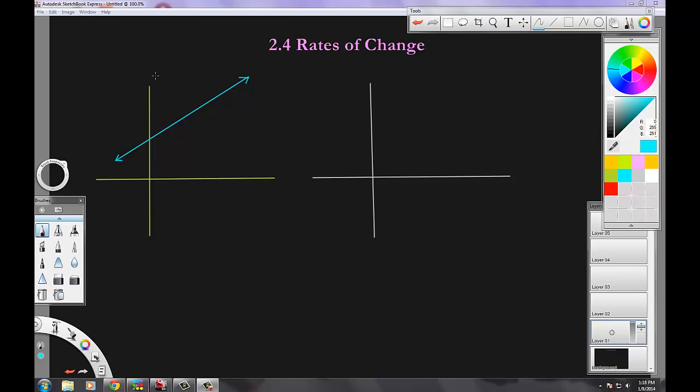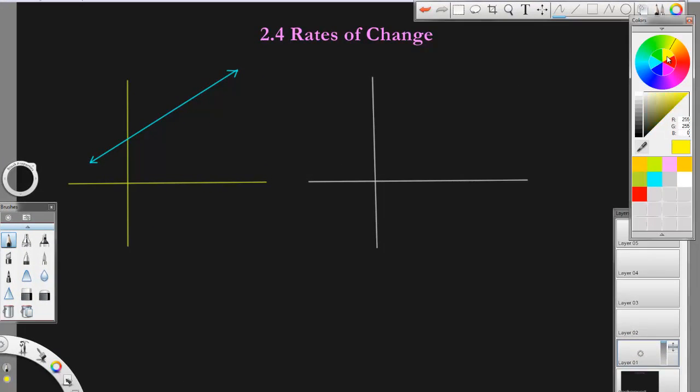All right, we're going to talk rates of change, which will lead into derivatives in Chapter 3. This is the last section of Chapter 2, so let's get on this. With this straight line, I want to talk about the concept of slope because derivatives all are based around slopes.